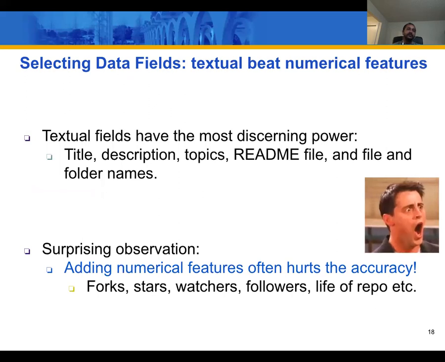However, as we have said in the data collection process, there are 2 types of data in GitHub repositories, textual and numerical data. But our observation with the experiment found that adding numerical features actually decreases the accuracy by 3 to 5%. So from now we will say that data is just textual data. That means title, description, topics, readme file, and other file names are our actual data of a repository.